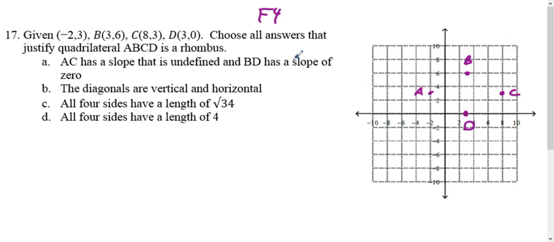AC has a slope that is undefined and BD has a slope of 0. AC actually has the slope of 0 and BD has a slope that's undefined, so that's not true. Almost true, but not quite.